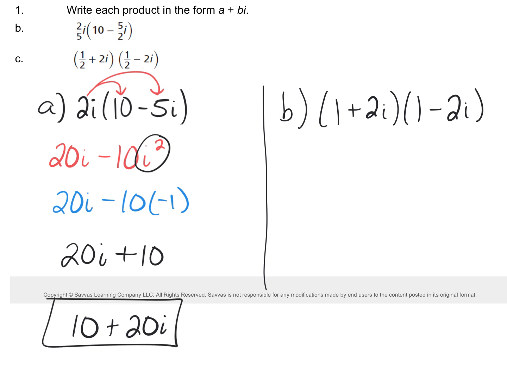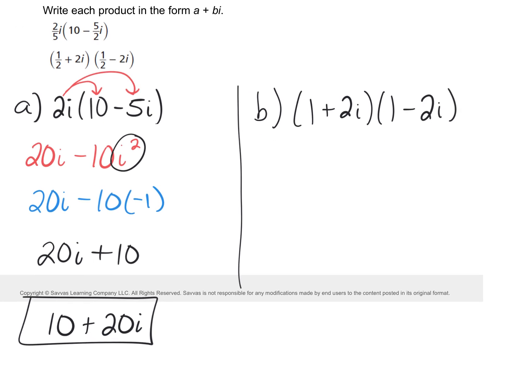Example B here. What do I do first? Distribute. We're going to take 1 times 1 is 1. 1 times negative 2i is negative 2i. 2i times 1 is 2i. And then 2i times negative 2i is negative 4i squared.